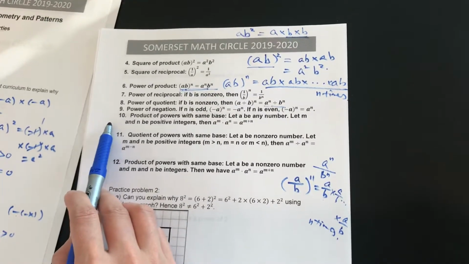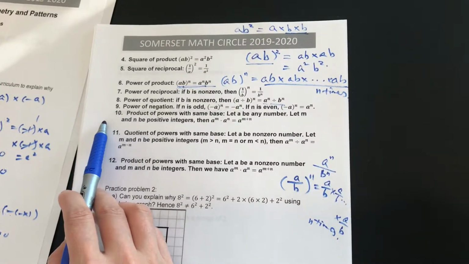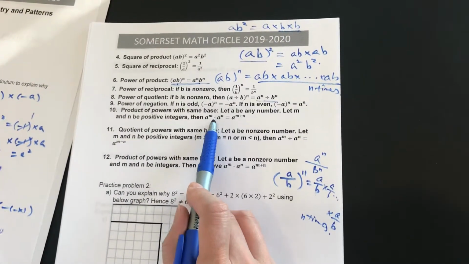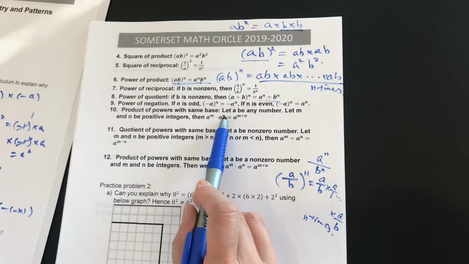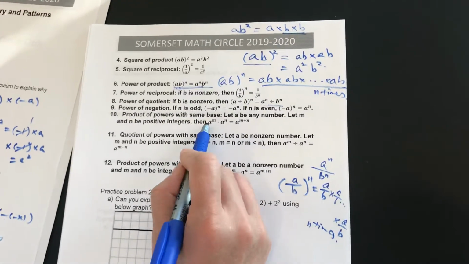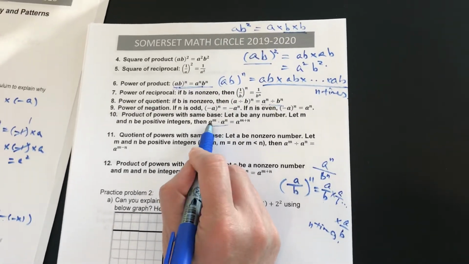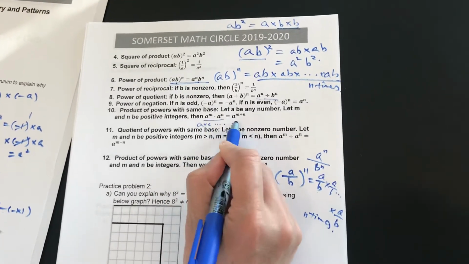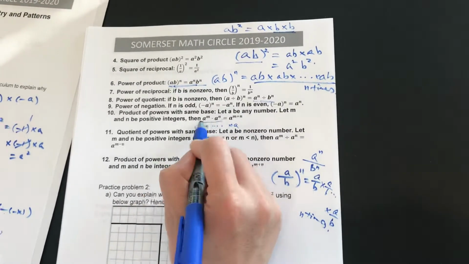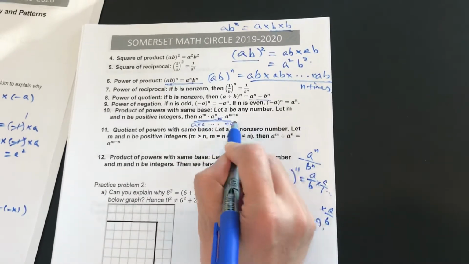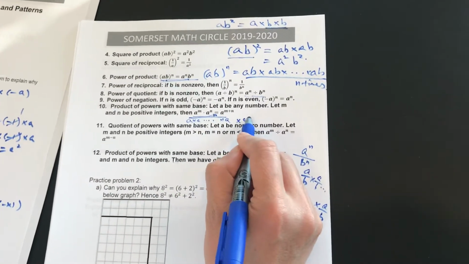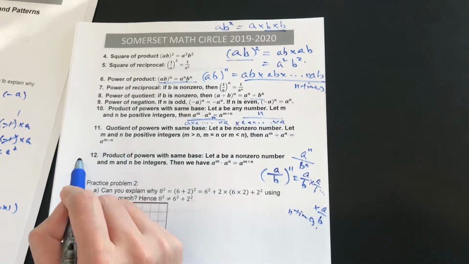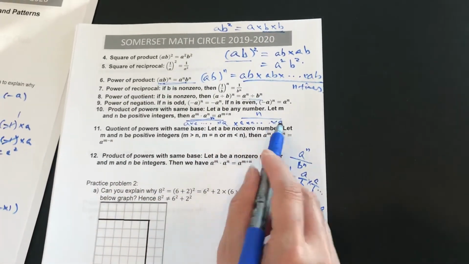Property number 10, product of powers with the same base. So a to the power of m multiply a to the power of n. So this, again, if we want to prove this, the first term, a to the m, is a multiply, how many times? M times. And then the second term is multiply a, how many times? N times. So this is how many a's multiplying together.